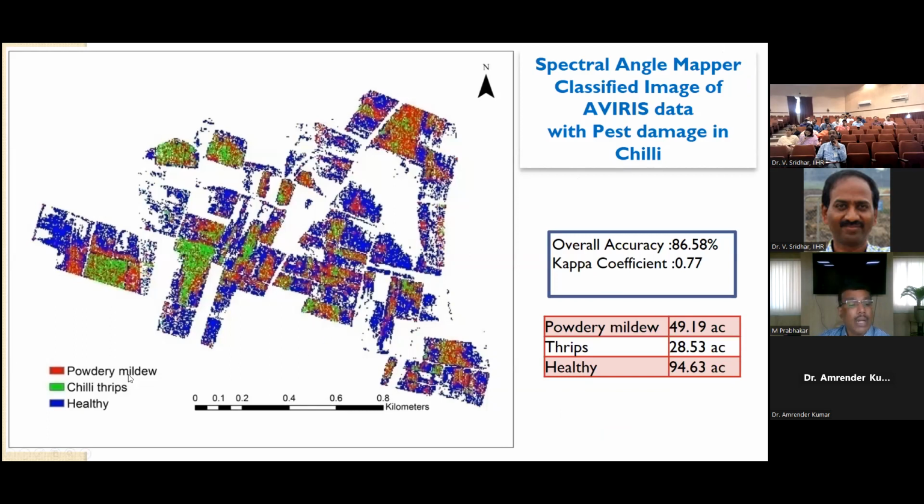Here we can see powdery mildew and thrips during a particular time in one of the villages. The dark blue is the healthy patches, the healthy plants on the ground. Green is thrips damage, red is powdery mildew damage. So you can see the classification accuracy is very, very high, up to 86%. You are sure that this particular damage is either by mildew or by thrips. Whereas in satellites, this much accuracy is not possible. Maximum accuracy is up to 50 to 60%. For the rest, there is a probability that it is not a pest or it could be something else. But here in airborne, the accuracy is very, very high.